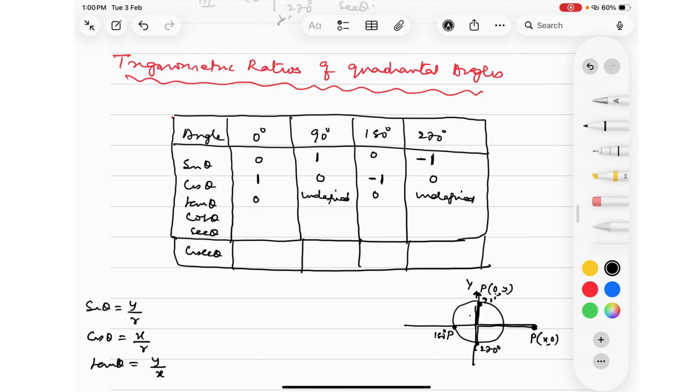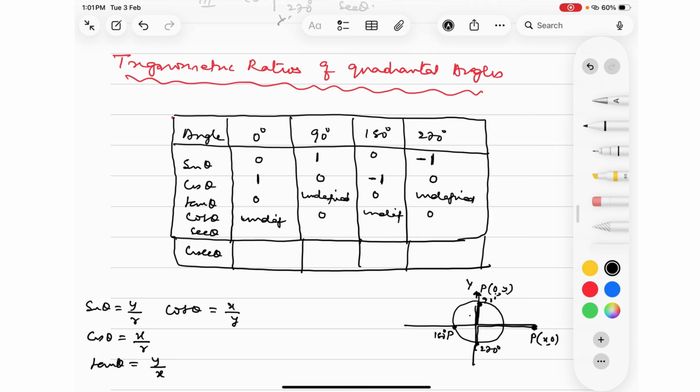Okay. Cot 0. What is the cot theta definition? Cot theta is x by y. And because y is 0 when the point P is on the x-axis, cot 0 is undefined. Similarly, cot 90. What is cot 90? 0. What is cot 180 degrees? Again, it is undefined. And what is cot 270 degrees? It will be 0.